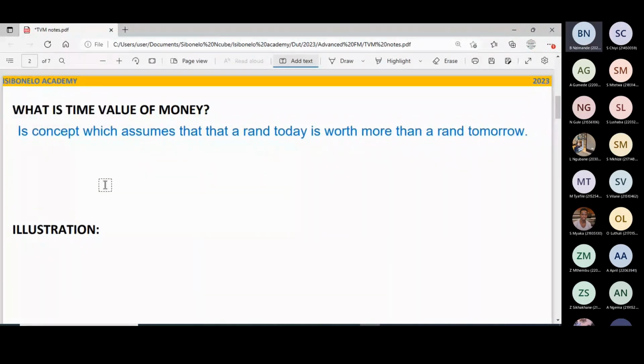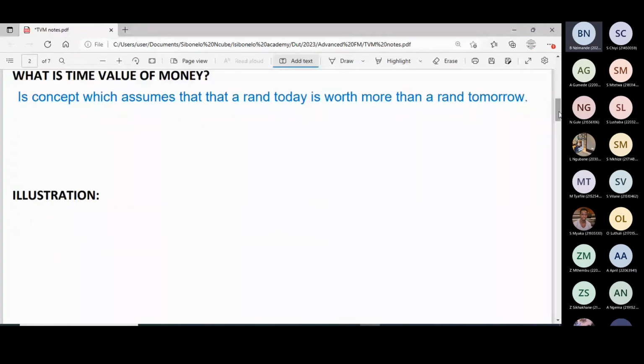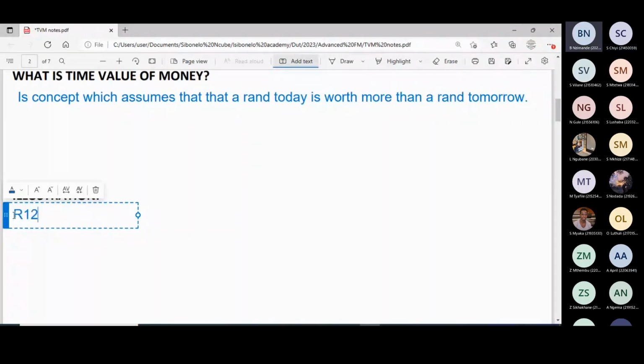So guys, let us break this down. I'll just give you an illustration that will perfectly explain this assumption of time value of money. So guys, who can tell me, if you remember, maybe let's say 5 years back, how much was a loaf of bread costing 5 years ago? Guys, talk to me, please. About 11 rand, 12 rand. Okay, let's take 12 rand. So 5 years ago, a loaf of bread was costing 12 rand.